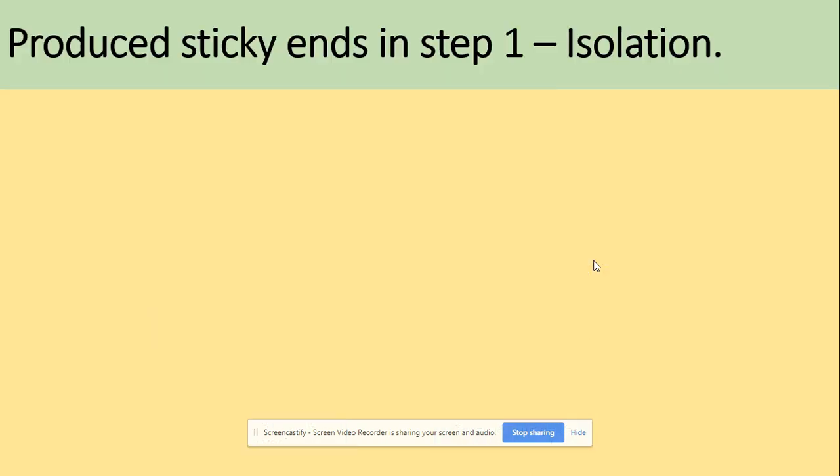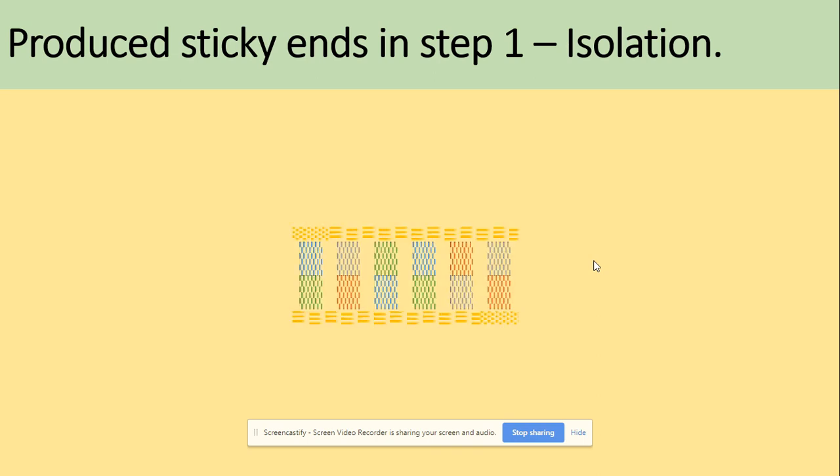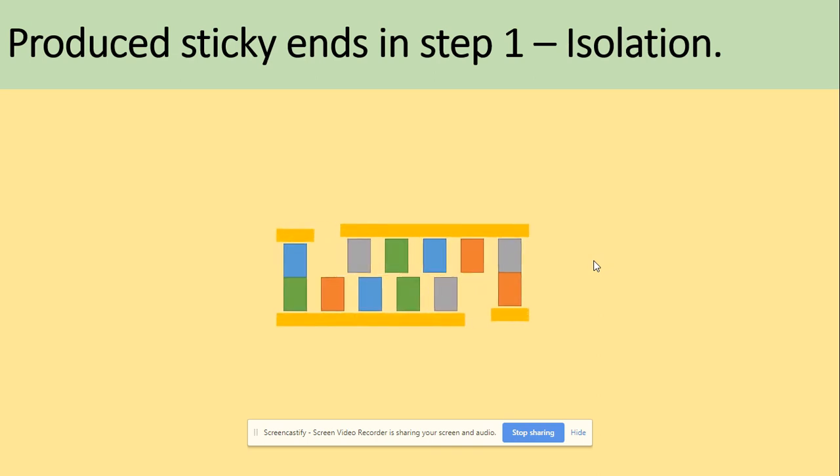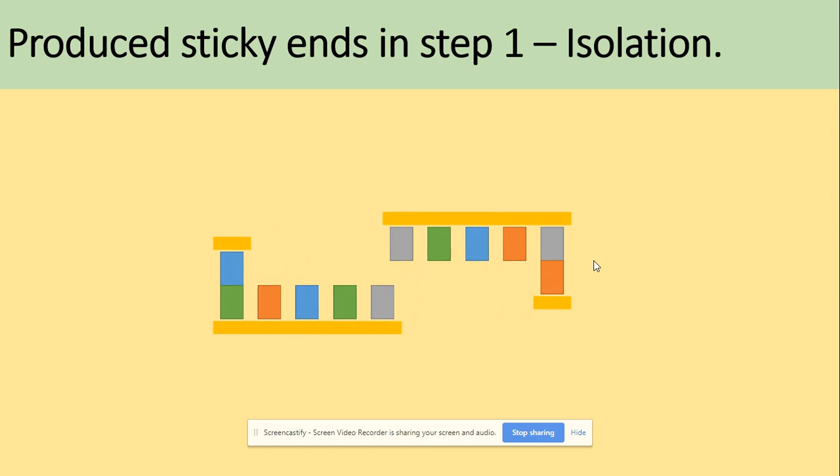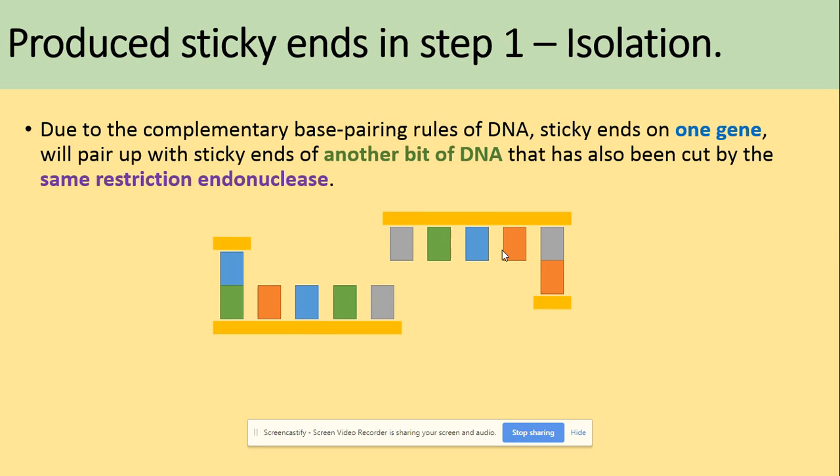So let's get started with the importance of the sticky ends that we've seen in the process of isolation. So those were our sticky ends. As we can see, they have unpaired bases, which can then be used to stick with another part of DNA from the other source. So we can do that by cutting the other bit of DNA using the same restriction endonuclease. By doing this, we are going to get the complementary sticky ends.